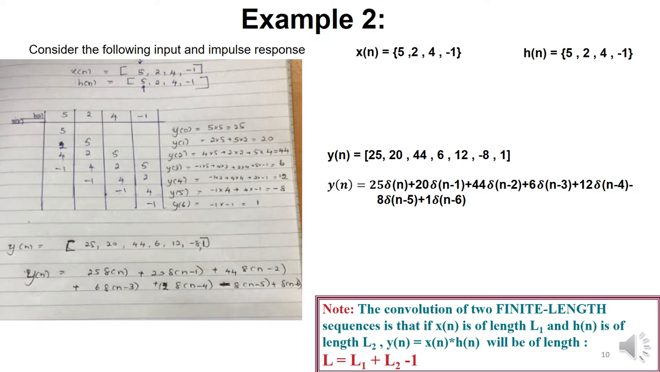So from the first one, what we are getting is y0, by multiplying xk with h minus k, then by multiplying xk with h1 minus k, we can find y1. All the values of yn you can see in front of the h value. So y0 is 25, y1 is 20. Likewise we can find the rest. After you have obtained yn, yn is 25, 20, 44, 6, 12, minus 8, and the last one is 1. So that 25 value is at 0.